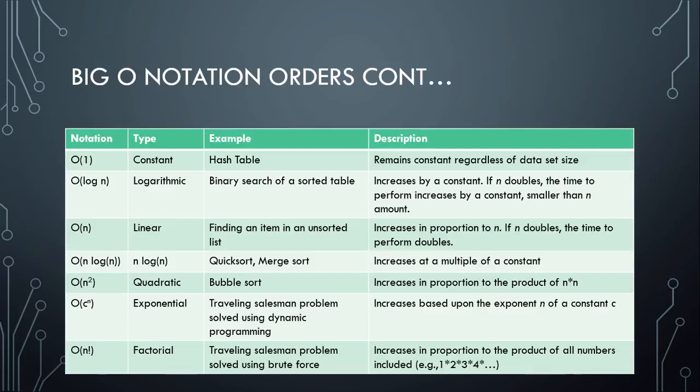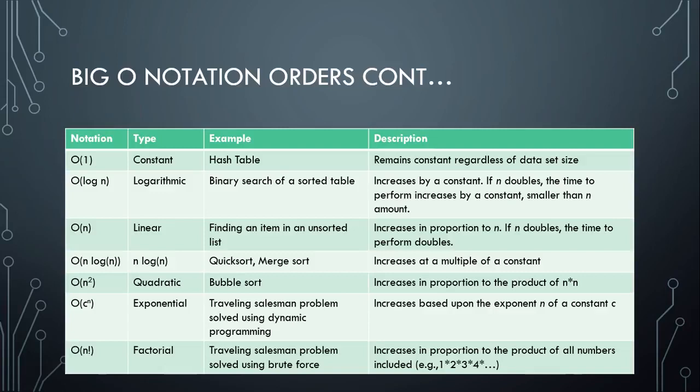Big O of n squared, that's a quadratic. Example of that is a bubble sort. It increases in proportion to the product of n times n. Then we have big O of c to the n. That's an exponential function. Examples of that would be the traveling salesman problem, but it's solved using dynamic programming. The description of that is that it increases based upon the exponent n of a constant c. And then lastly, we have big O of n factorial.